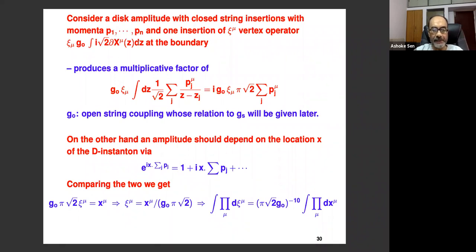So the insertion of this reduces to a multiplicative factor like this, times the original amplitude. This follows just from the OPE of del x with the e to the IP dot x factors, with this correct normalization. And then the integral dz can be done by closing the contour. It gives a factor of 2 pi i. And at the end, we arrive at this relation.